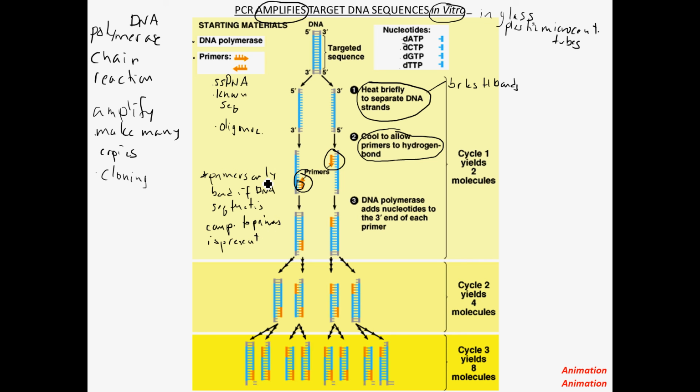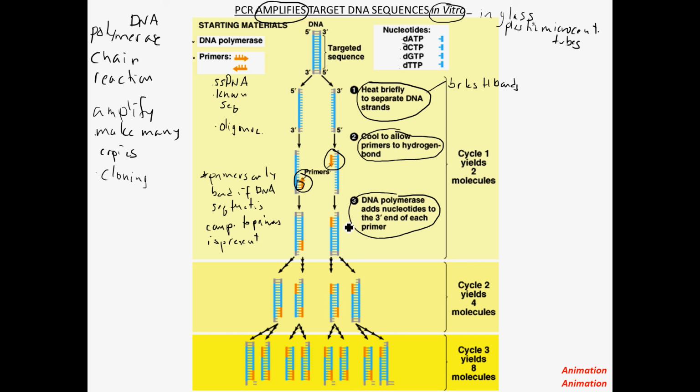So if the sequence is not present, then the primers are not going to bind. Okay, but let's just say that the primers bind here, and this provides a 3' end to add to. Right? And so now the DNA polymerase that's in there, once these primers bind, the DNA polymerase adds nucleotides to the 3' end of each primer, right?